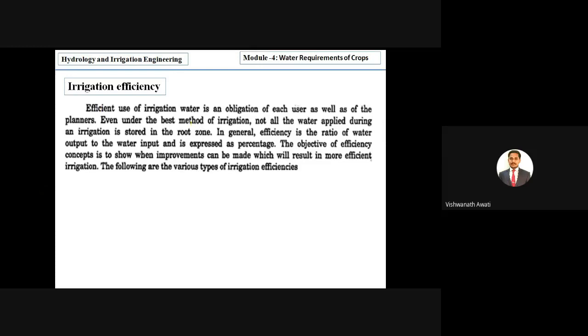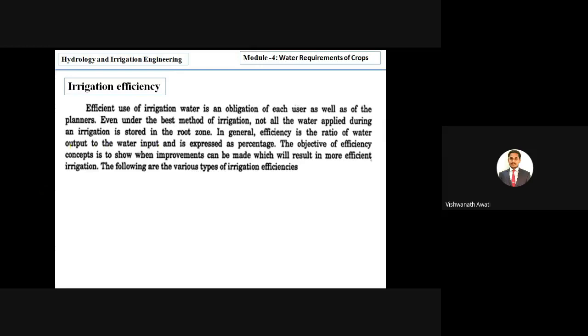Even under the best method of irrigation, not all the water applied during irrigation is stored in the root zone. So whatever water we are applying to the crops, that entire amount is not stored in the root zone, or it is not entirely or economically used by the crops. In general, efficiency is the ratio of the water output to the water input.